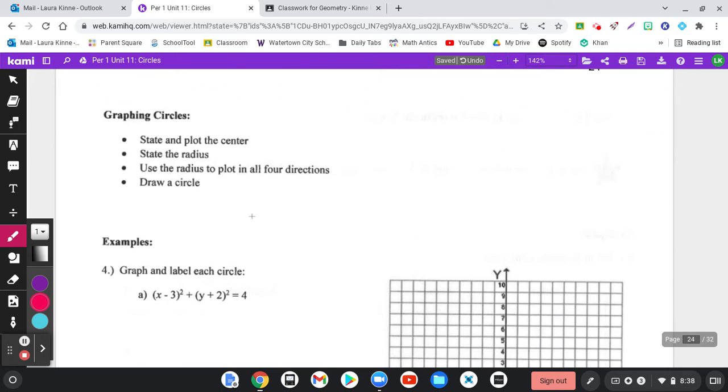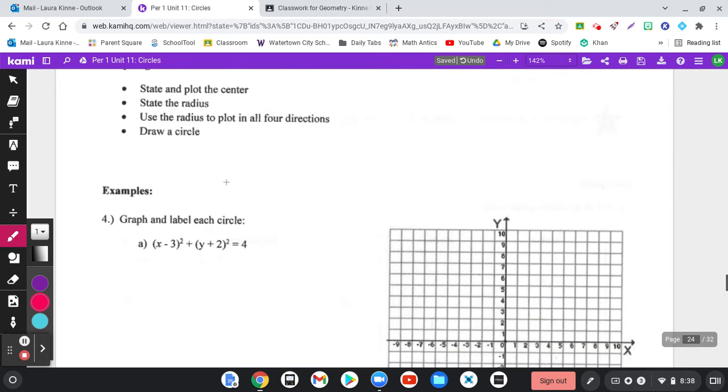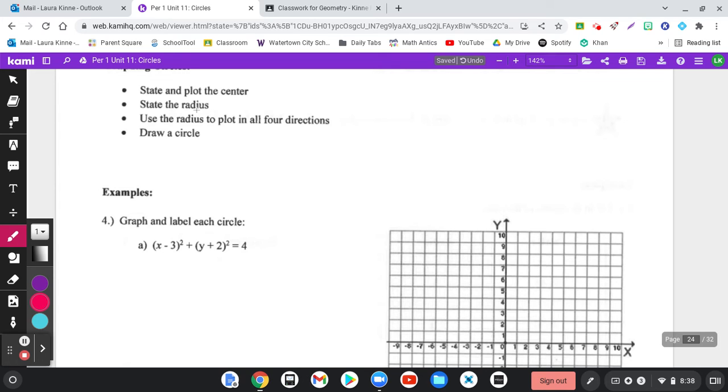Okay, last part, how to graph them. So if I give you an equation, you're going to find and state and plot the center. And then you're going to state the radius. And then you're going to use the radius to plot in all 4 directions. So if your center's here, go top, bottom, left, and right. And then you'll draw your circle around that.